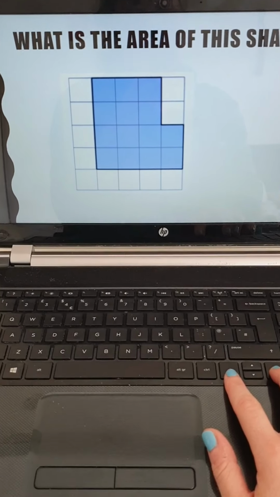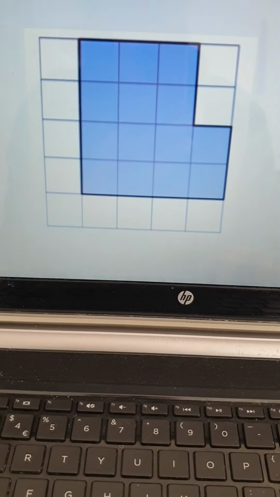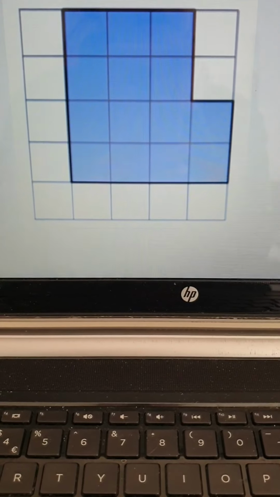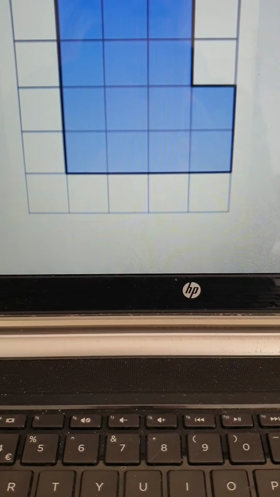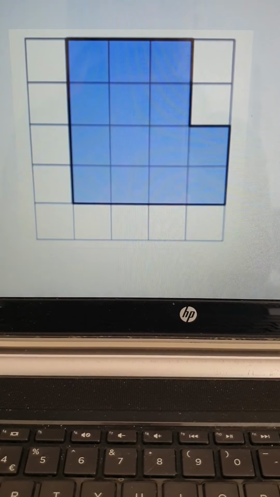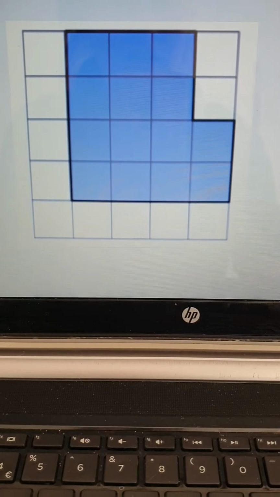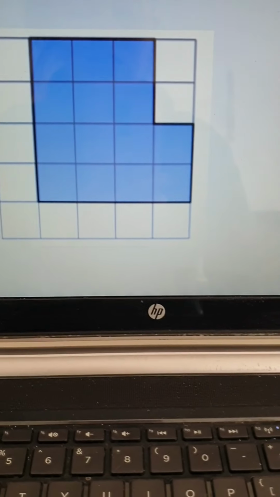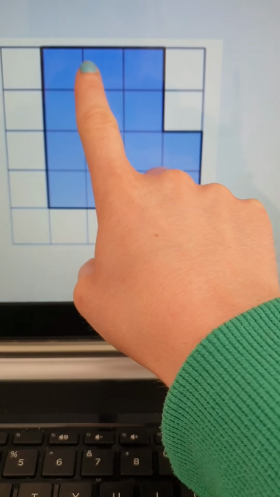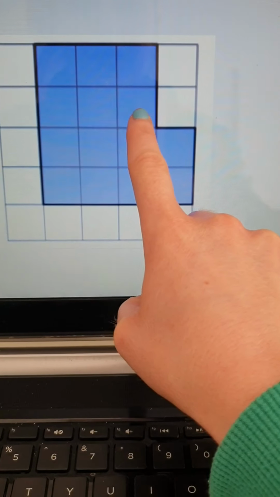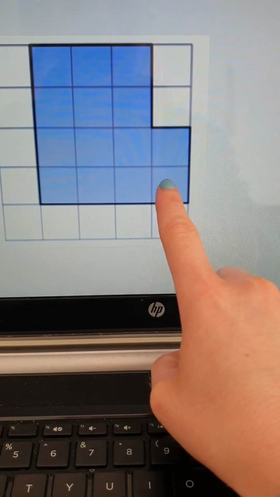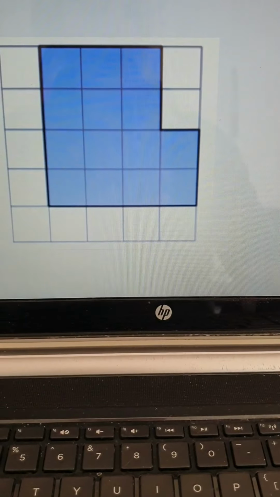So this is an irregular shape. It's not a typical rectangle or square. So how do we find the area? Okay, so from what I've said in the last few slides, we count the squares, okay? And our answer is going to be in centimeters squared, okay? So let's count together. 1, 2, 3, 4, 5, 6, 7, 8, 9, 10, 11, 12, 13, 14. So our answer is going to be 14 centimeters squared. Let's have a look.